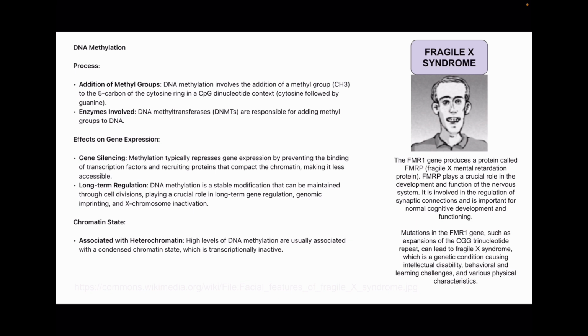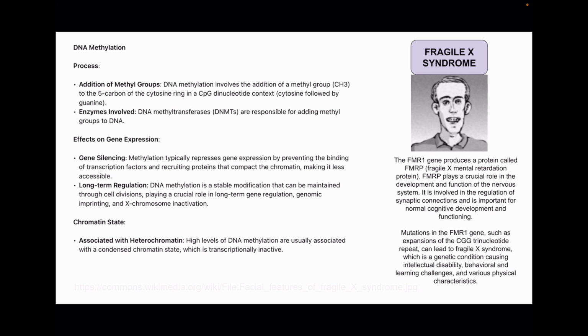The long-term regulation is that DNA methylation is a stable modification that can be maintained throughout cell division, playing a crucial role in long-term gene regulation, genomic imprinting, and X chromosome inactivation. The chromatin state is associated with heterochromatin. These high levels of DNA methylation are usually associated with the condensed chromatin state, which is transcriptionally inactive.